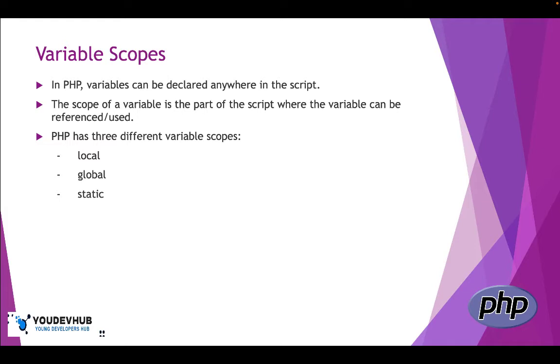Now for PHP scripts also, not all variables can be used everywhere on the page. In PHP, there are three different variable scopes. We have the local variable, the global variable, and the static variable.